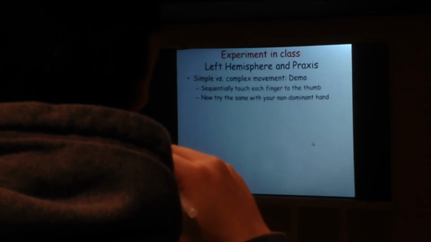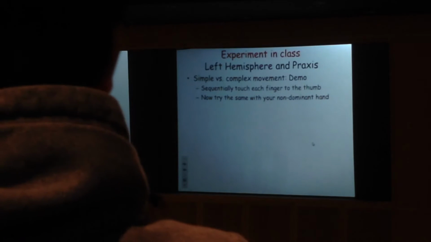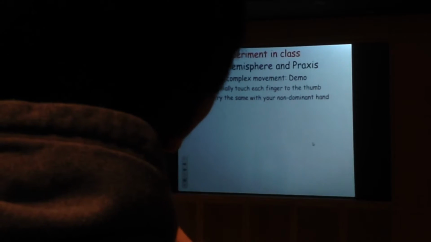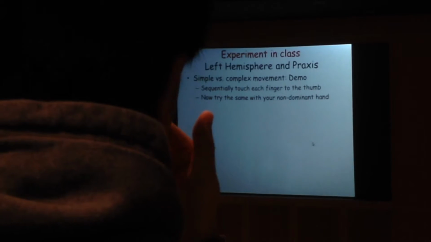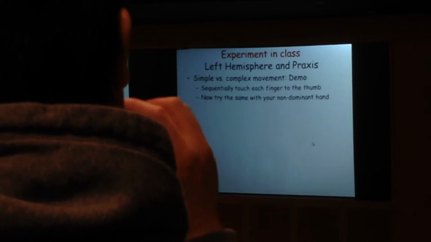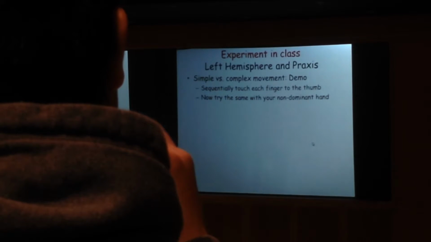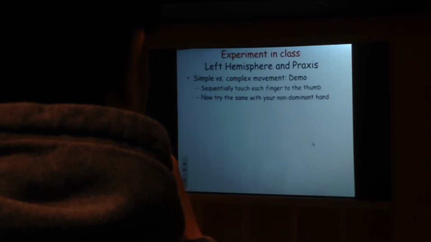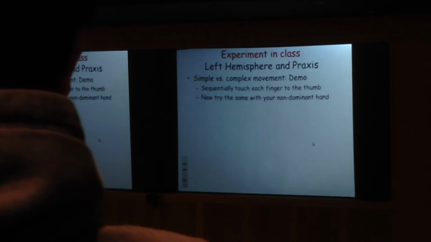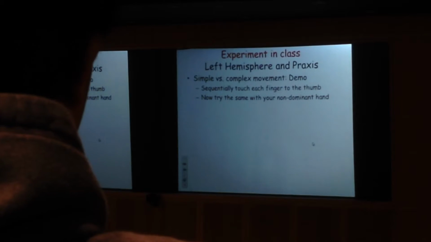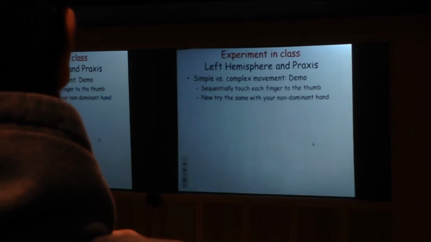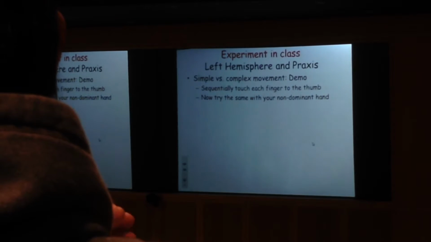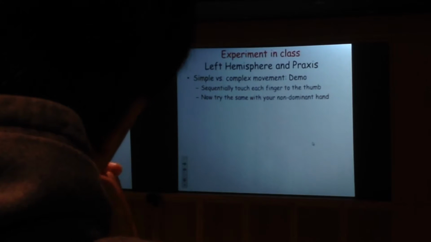This time, I will ask you to sequentially touch each finger to your thumb. First with your index, then the middle, then the ring, and then the pinky, over and over again. First the dominant hand, 10 seconds. Ready, set, go. Stop. Non-dominant hand. Ready? Go. Stop. All right.